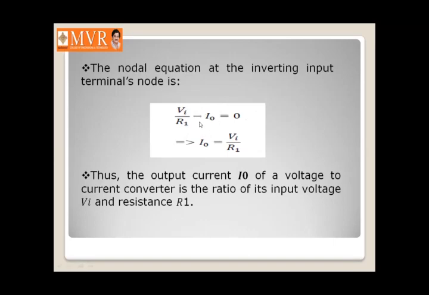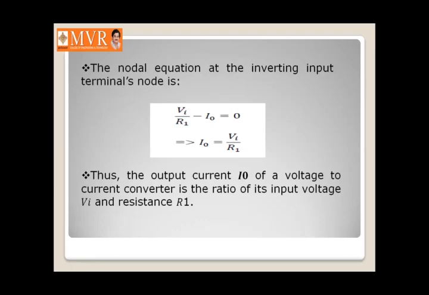So we are going opposite to the I naught current, opposite direction to the I naught current. So we are going to write minus I naught. So from this equation, we can write I naught is equal to Vi by R1.